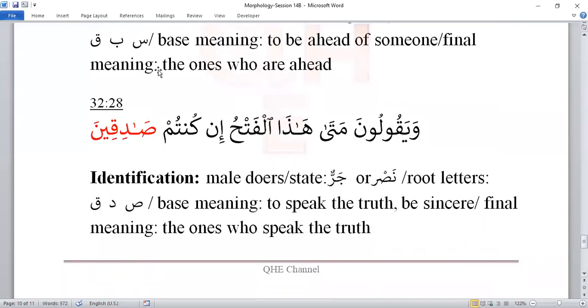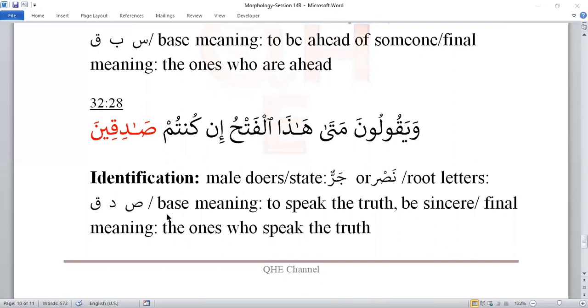So the next one we have sadiqina. So sadiq, fa'il, match, initial match. And suffix is ina. Where do we see ina? We see for male doers. Okay, for state of nasab and jar. Both the states have the same conjugations. So the details will be these are male doers. State can be nasab or jar.